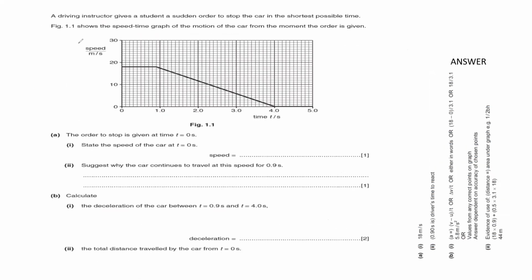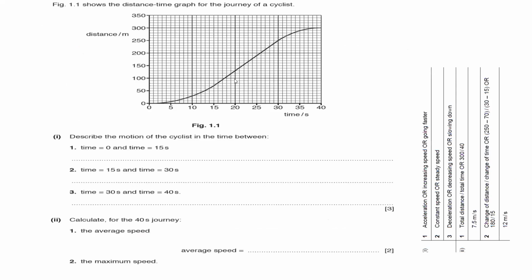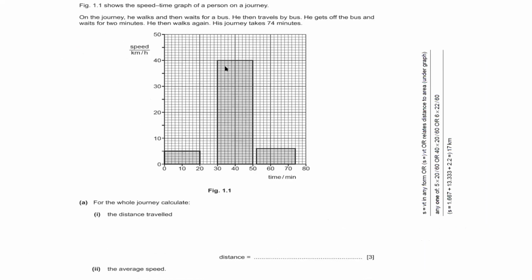Here also speed is in meter per second, time is in seconds. Again, we did not convert the time. But in this question, the time is given in minutes, whereas speed is given in kilometer per hour. Both should be in the same unit. If speed is in kilometer per hour, the time should be in hours. If speed is in meter per second, then time should be in seconds. So if the same question was there and speed was given in meter per second, then I should convert time into seconds. Now to calculate the distance traveled, which is the area under the graph.